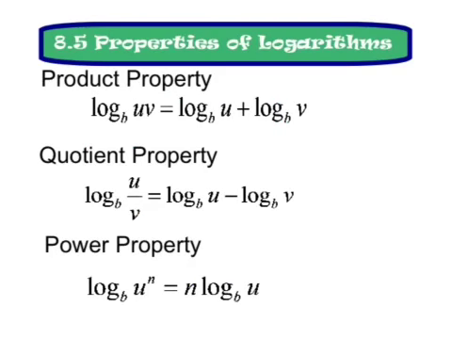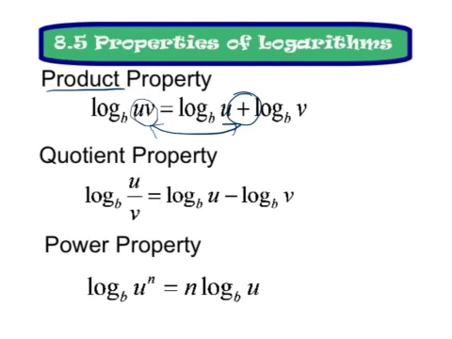Welcome to Chapter 8.5. This is another lesson on using properties of logarithms. Just as a quick review, the properties of logarithms, basically the product property says that if you have two things that are multiplied, multiplication and addition go together.